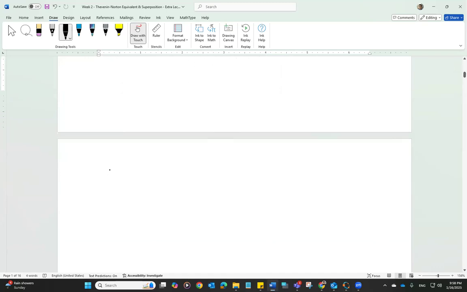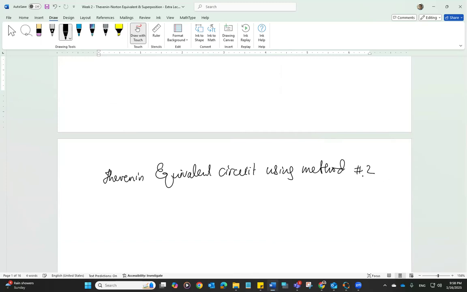Thevenin equivalent circuit using method number 2.